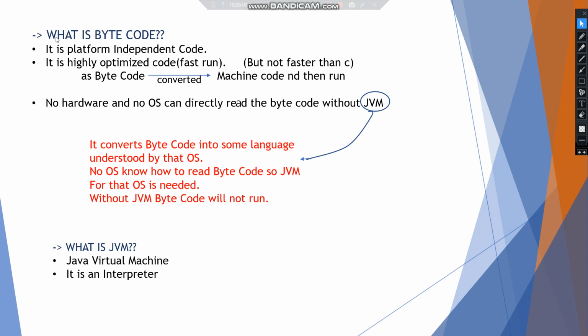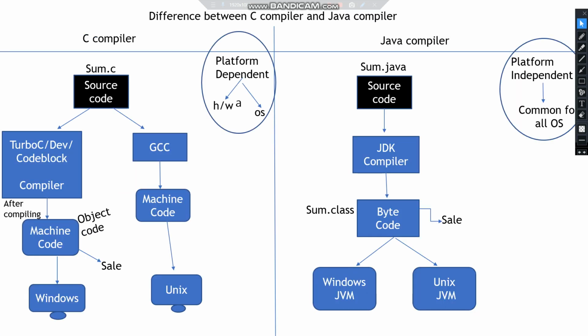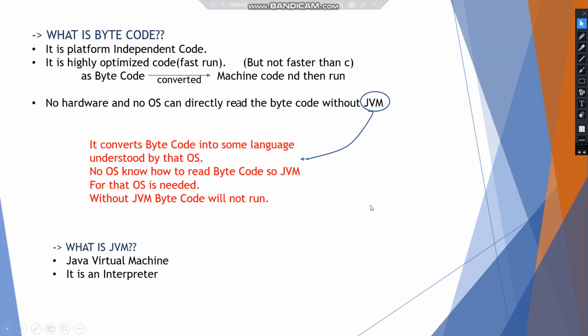We'll now see what bytecode is. The bytecode is platform independent, as you have seen earlier. Right here you can see that this bytecode was common for both operating systems, so that's why bytecode is platform independent code. It is also highly optimized code, so it runs very fast, but not faster than C.